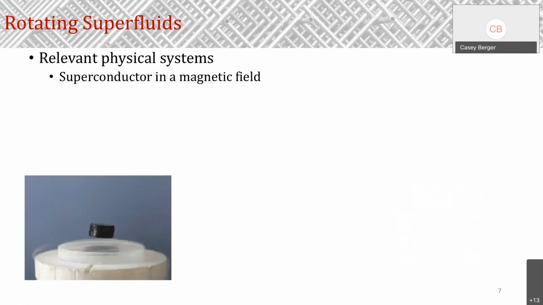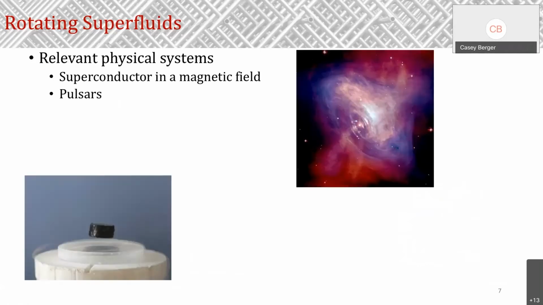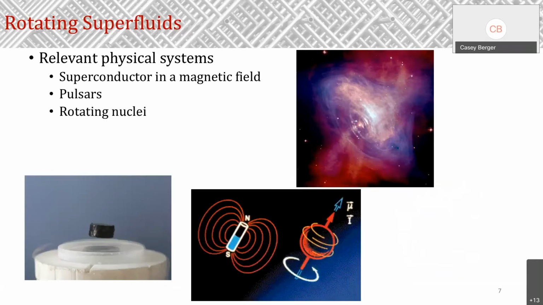Studying rotating bosons can actually help us understand situations that arise across a very large range of physical scenarios. It can shed light on the way superconductors behave in a magnetic field. It also appears in pulsars. I mentioned that neutron stars have a superfluid core, and if those neutron stars are rotating, then you have a rotating superfluid inside of this neutron star. We don't still fully understand what happens in that. It can also help us describe the behavior of rotating nuclei.